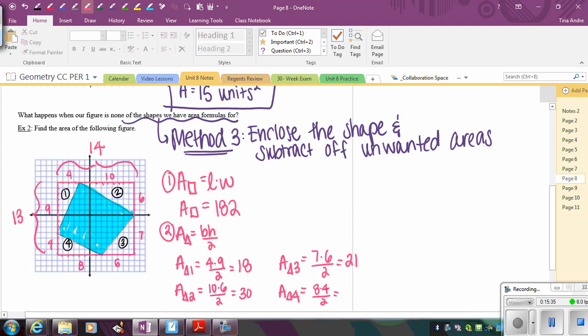So again, you could think of this as 8 times 2, so 16, because the 4 divides by 2. 4 divided by 2 is 2. So there's all the unwanted areas. So this is the total area. This is everything I don't want.